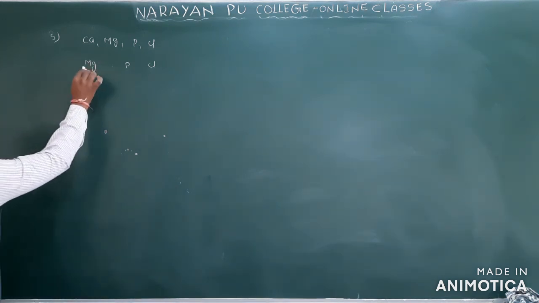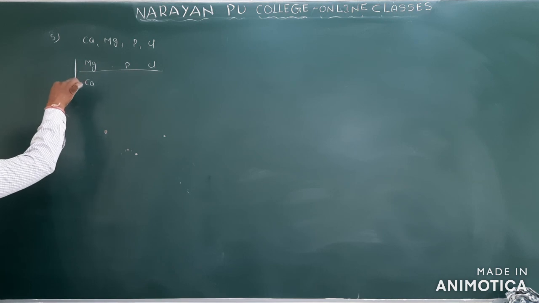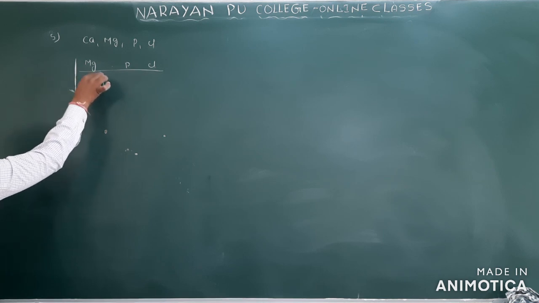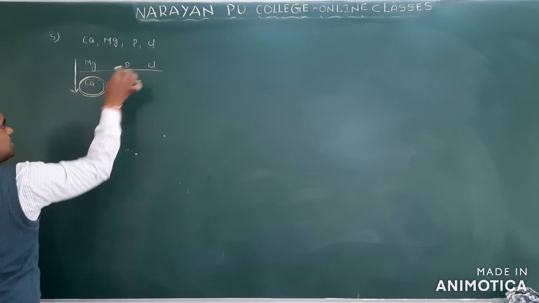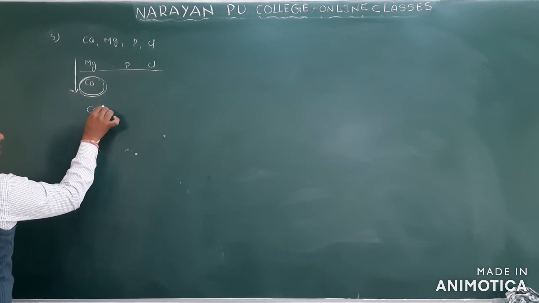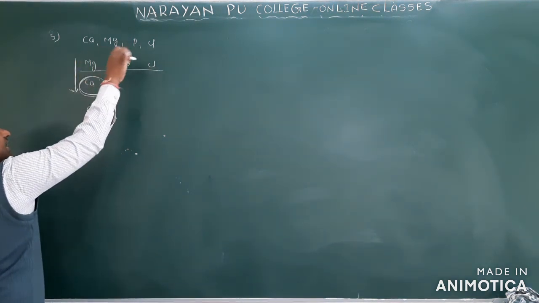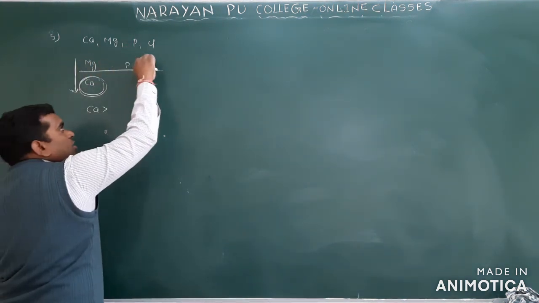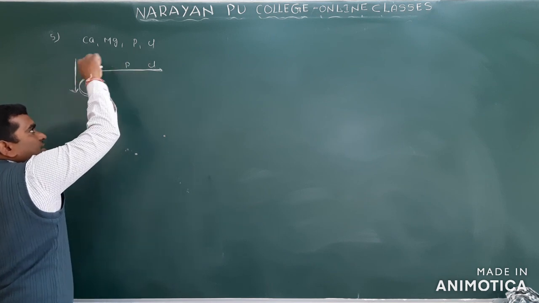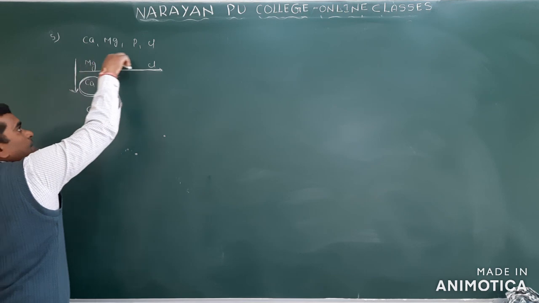This is a period and this is a group. When you are moving along the group, size increases. So among these three, calcium will have the large size. Clear? Now, you have to see among these three. If you are moving across the period from left to right, what will happen? Size decreases. Groups increase, periods decrease.